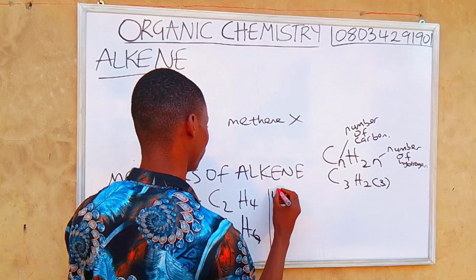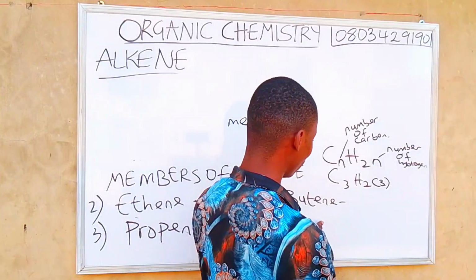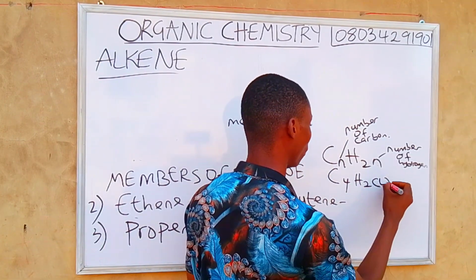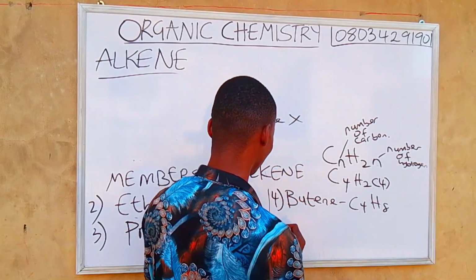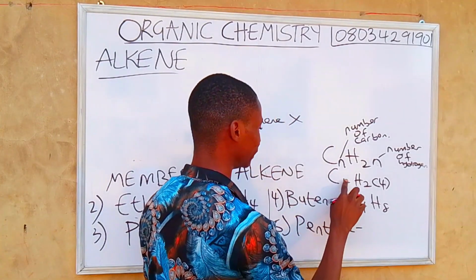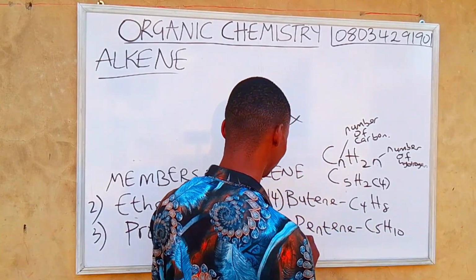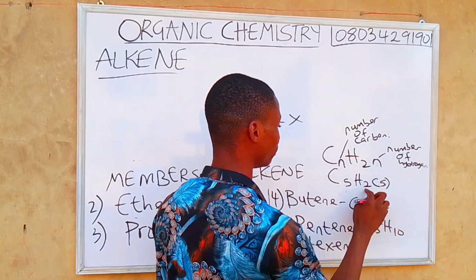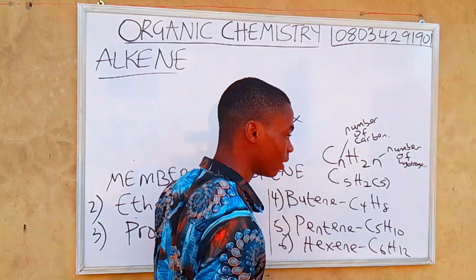The next one we have butene. So the number of carbon for butene is C4 and number of hydrogen 4 times 2. So C4H8. 2 multiplied by 4 is 8. Next one is pentene. Number of carbon for pentene is 5. C5H10. 2 multiplied by 5 is 10. For hexene, C6H12. Simple as ABC.